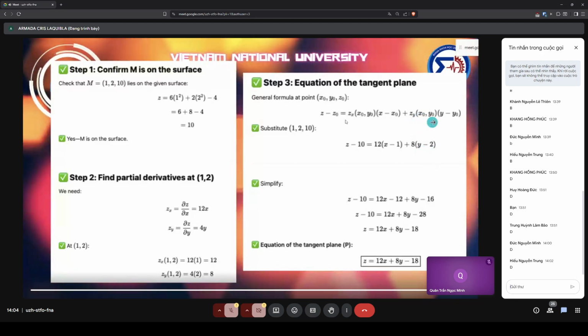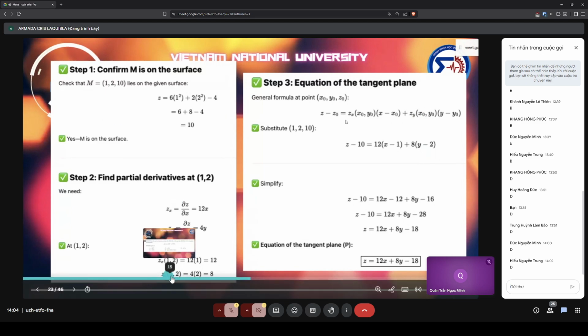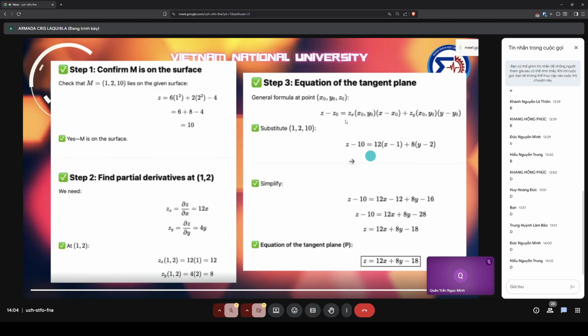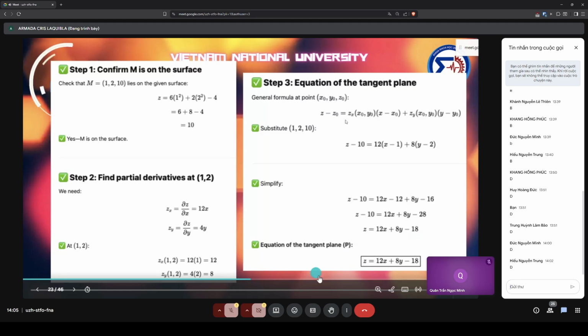Again, this zy of x sub o, y sub o is equal to your zy of 1, 2, which is 8. That is why this becomes 8, and then y minus 2. Now you solve this. This becomes 12x minus 12, and this one is 8y minus 16. Now transfer the 10 to the other side. It becomes plus 10. This is 12x, copy 8y, and then minus 12 minus 16 is negative 28. Now when you do plus 10, minus 28 becomes negative 18. And this is the equation of your tangent plane P.